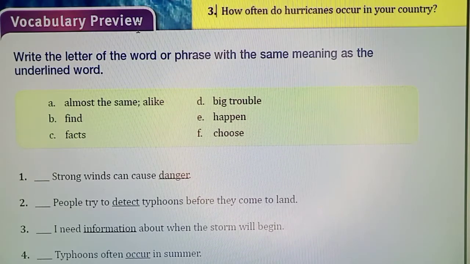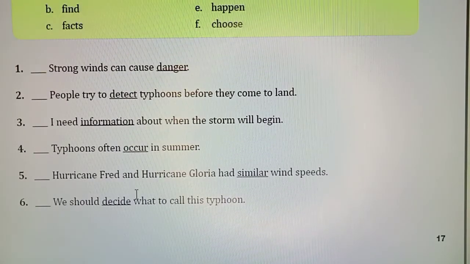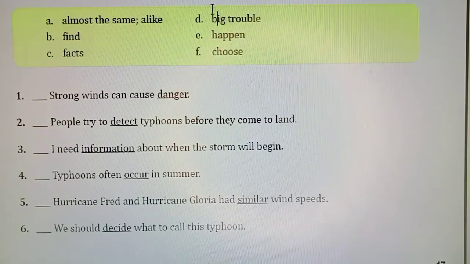Vocabulary preview. Write the letter of the word or phrase with the same meaning as the underlined word. Now we have some words and synonyms for them. Let's begin. Danger. What does it mean, danger? When you talk about danger, you talk about big trouble. Yes, that's right.